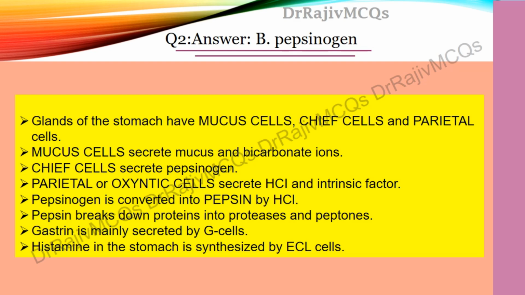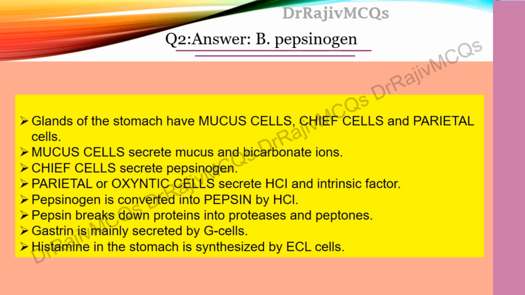The correct answer in question number 2 is option B. The glands of the stomach have three major types of cells, namely mucus cells which secrete mucus and bicarbonate ions, chief cells which secrete the proenzyme pepsinogen, and parietal or oxyntic cells that secrete HCl and intrinsic factor.